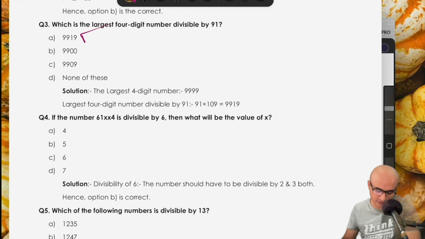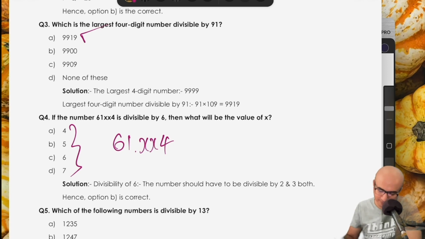If the number 61xx4 is divisible by 6, then what will be the value of x? That means 61,000 something. That something we do not know because that is x and x. Then what will be the value of x? This again is very difficult to solve straightforward without looking at the options. Options here are 4, 5, 6, 7. One way of solving this would be to simply substitute all these one by one.